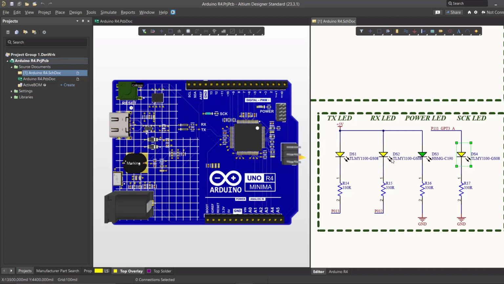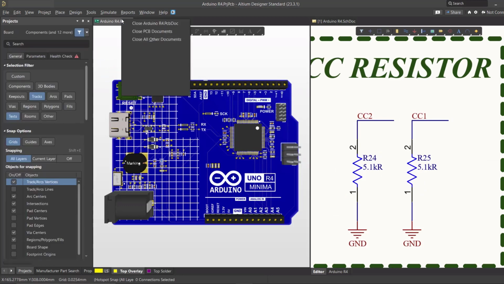LEDs are energy efficient and emit light when current flows through them in a forward direction. They are often used to provide feedback to users or engineers about the board status or any ongoing processes. The specific function of the LEDs on the Arduino R4 Minima board is for the RX, TX, power, and SCK. Next, we go to the CC resistors.